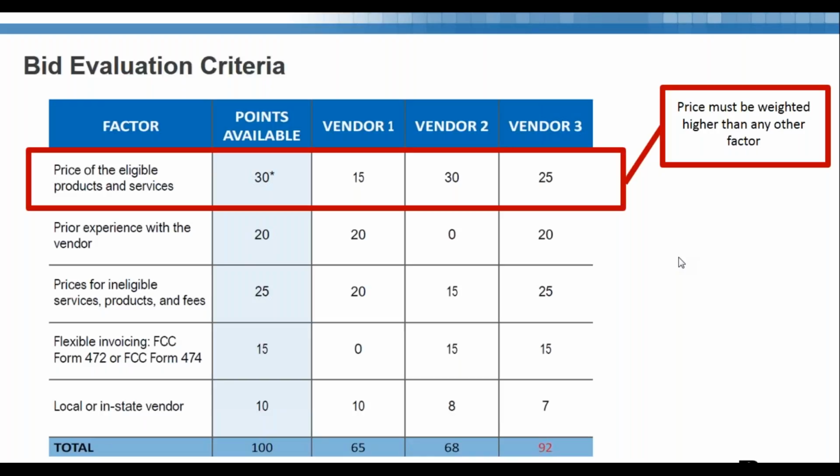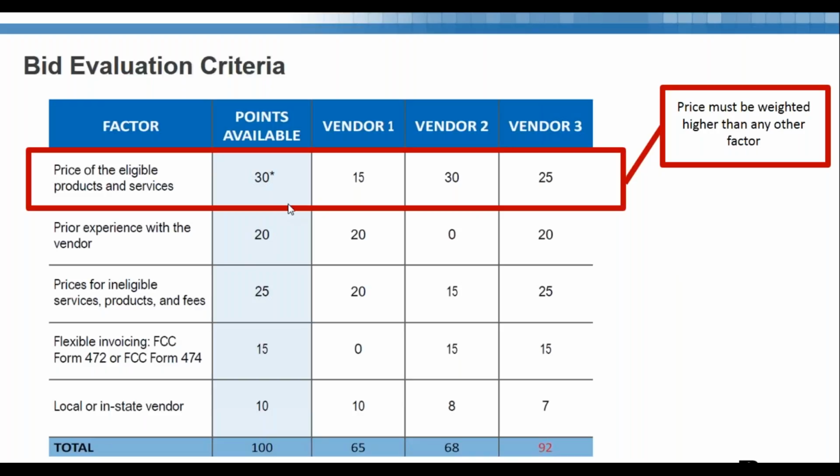The fourth one down here is flexible invoicing. So this is the billed entity reimbursement model or the service provider reimbursement model. If you can offer flexible invoicing to a customer, they're really going to appreciate that. And I know it's definitely a risk for you to only bill the school for their discounted services and get the reimbursement from USAC. But if it's a really competitive situation, it may be something you want to consider letting them do. And then local or in-state vendor could be something that somebody cares about.